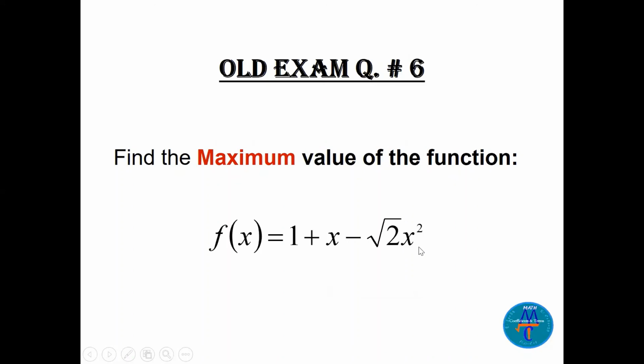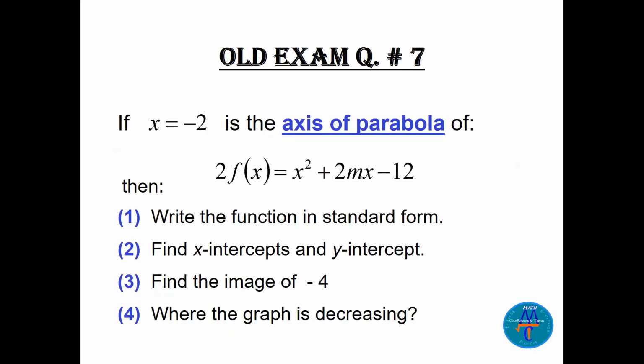Find the maximum value. And this one, if x equals minus 2 is the axis of the parabola of this function, f of x equals x squared plus 2mx minus 12. Find these parts, 1, 2, 3, 4. Write it in standard form, where the graph is decreasing, etc.